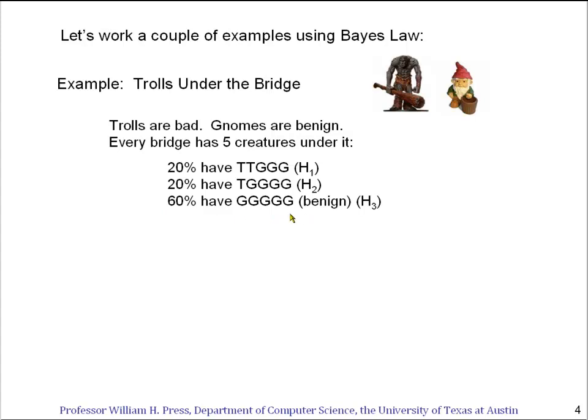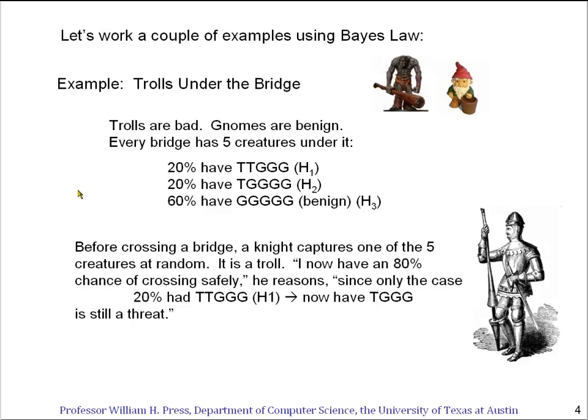Okay, if you got the setup, the problem is now as follows. Before crossing a bridge, a knight captures one of the 5 creatures under the bridge at random. It is a troll. And the knight now reasons as follows. I have an 80% chance of crossing this bridge safely. Because, he says, I know I'm not in this 60% case, because otherwise I couldn't have caught a troll.